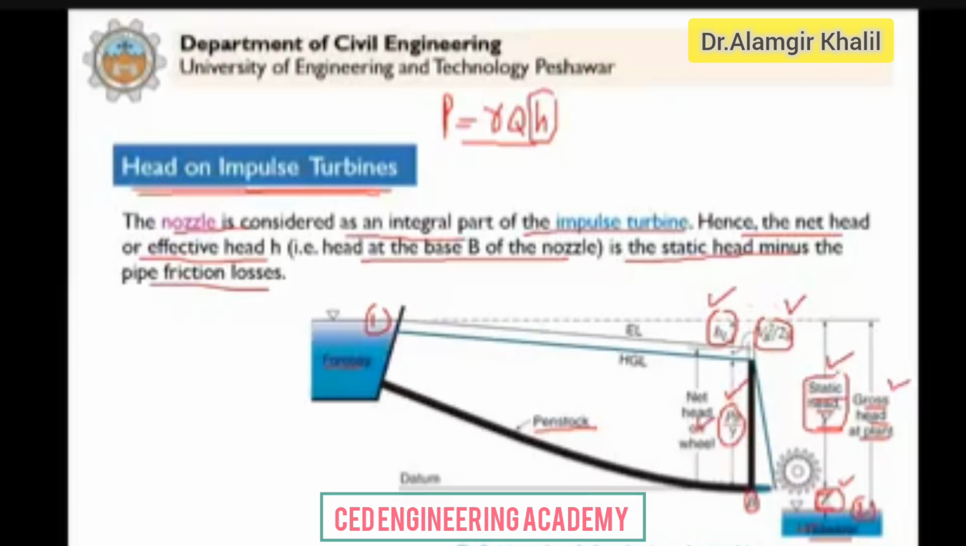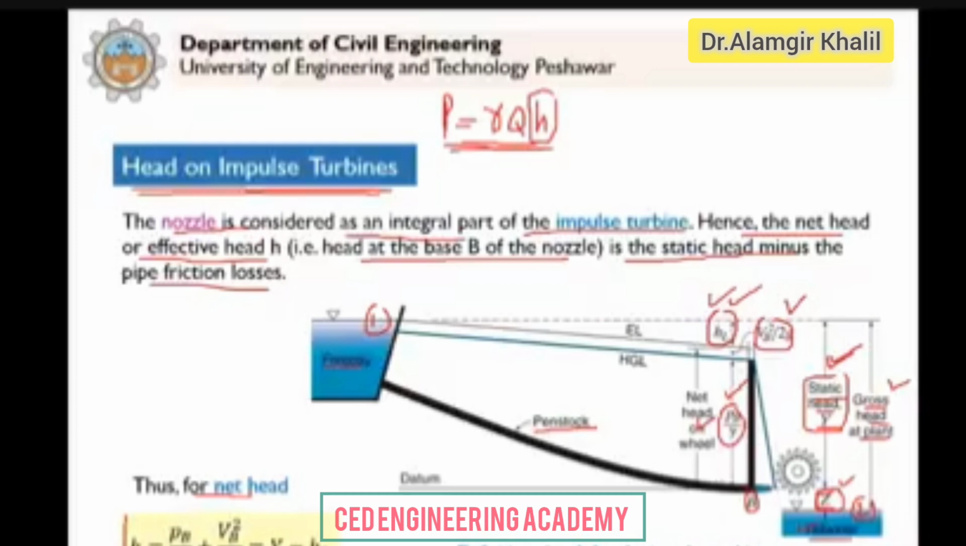So the static head minus the head loss, that is the head available to the turbine. This shows the power available to the turbine, gamma QH. So the net head available to the turbine, this H, is equal to PB by gamma plus VB square by 2G, or the static head minus the head losses.